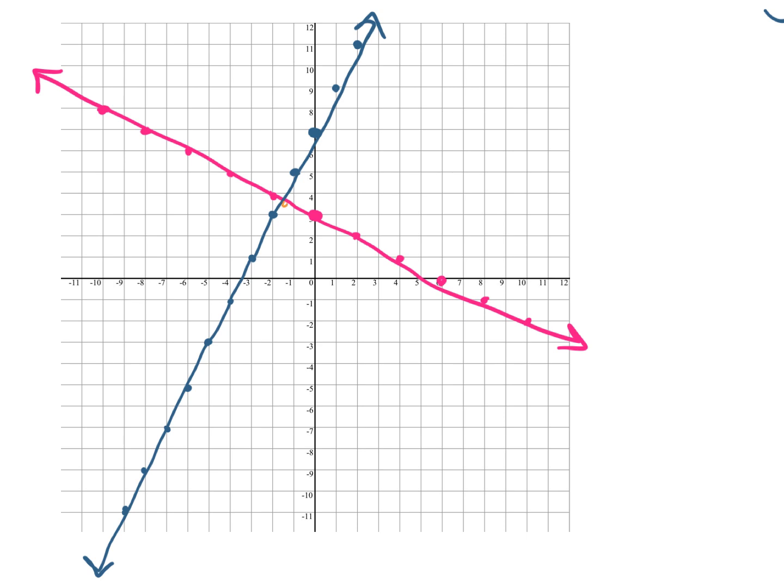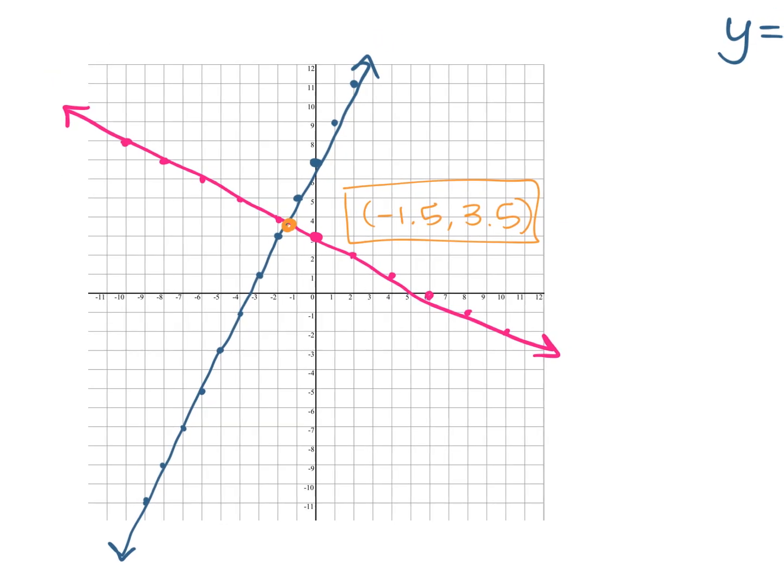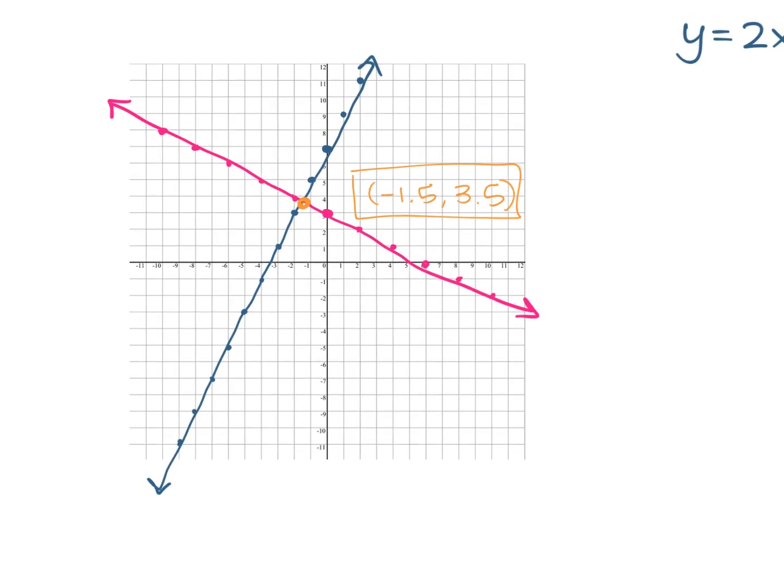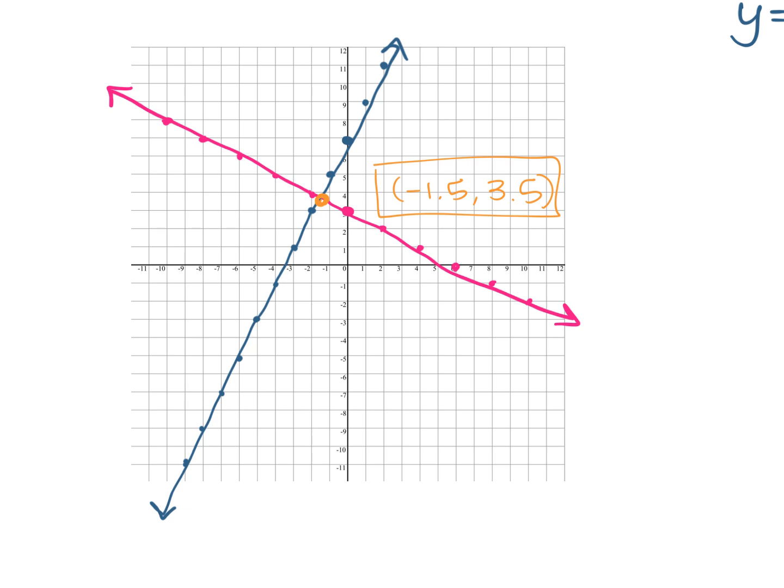So this happens at this point here, which is the ordered pair, negative 1.5, comma 3.5. So with some of these, they won't necessarily be on a vertex. For you, it'll be in between two, so you just have to double check it and look at exactly what it says.